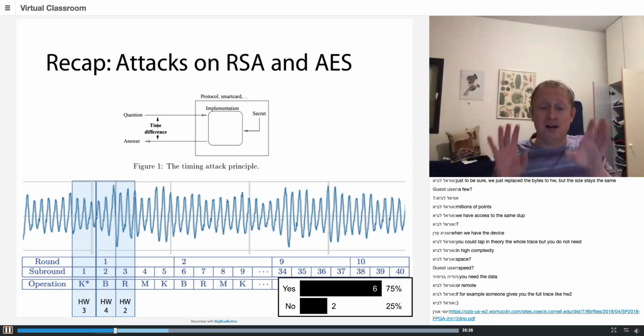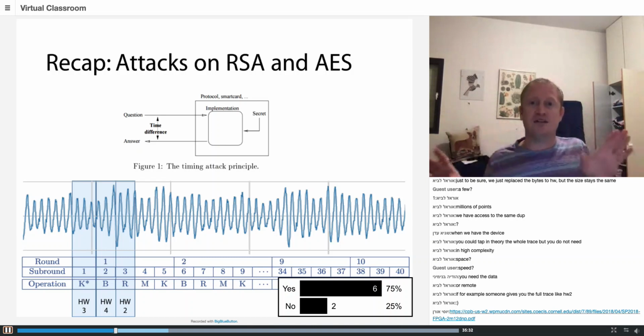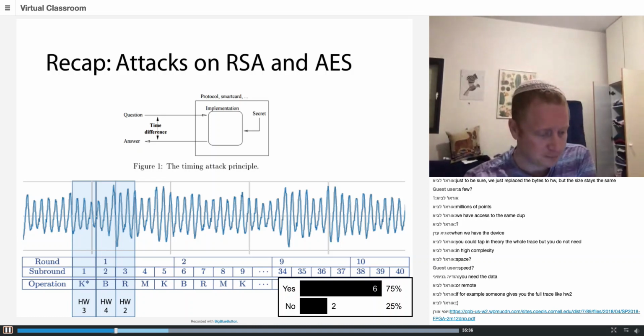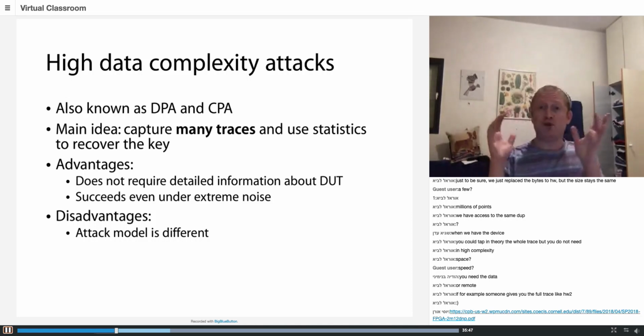So right now, the threat model of CPA is that the device is in your possession. If we just summarize: high data complexity, we capture many traces, so we have huge storage. And we don't use solvers or algebra or stuff like that to find the key.